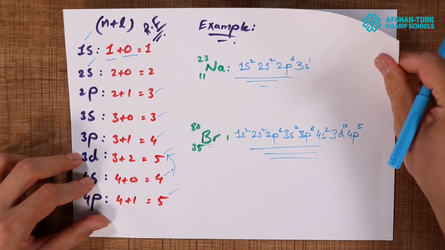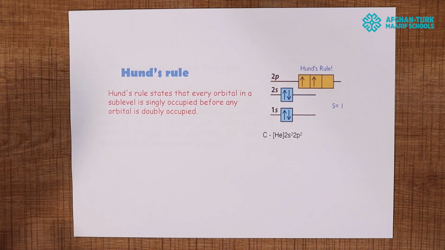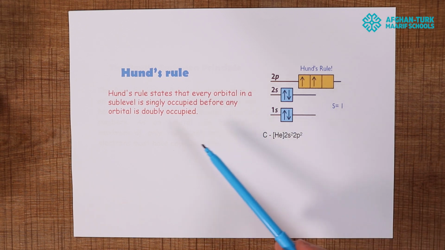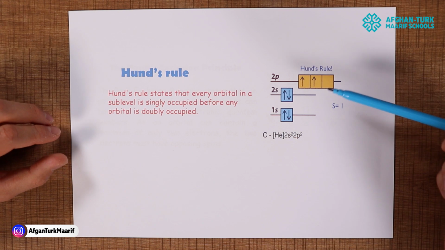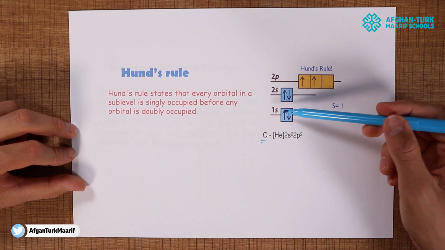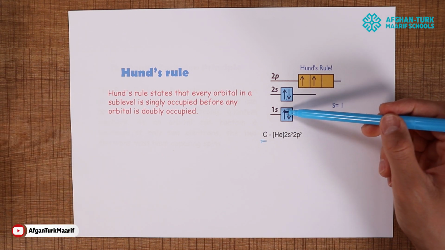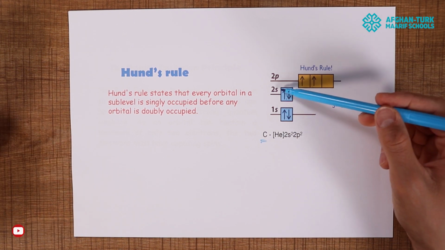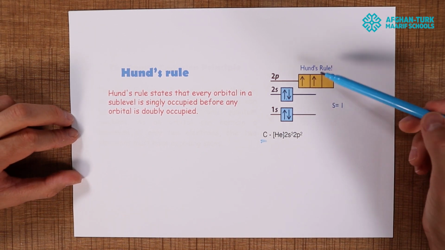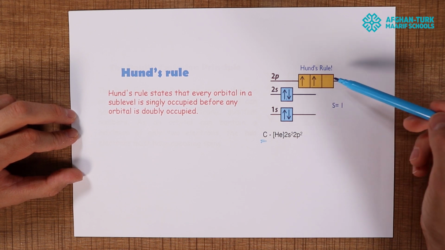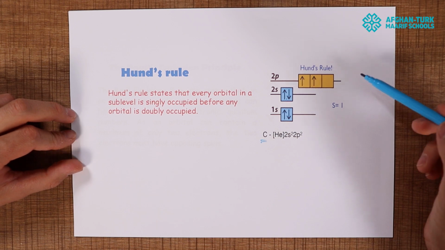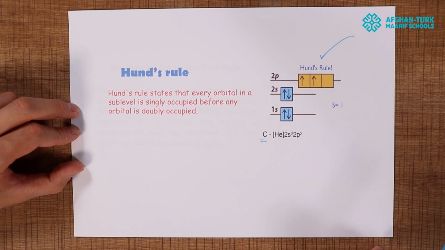Okay, let's study the next rule. What was the next? It is Hund's rule. Hund's rule says that every orbital in a sublevel is singly occupied before any orbital is doubly occupied. You can see over here, this is for the carbon. The 1s has 2 electrons. The first electron comes, then the next. Then we go for the 2s. The first electron comes, then the next, and for the 2p, we cannot write both electrons in the same orbital. If there is an empty orbital, it will be singly occupied, and then it will be doubly occupied. That's what Hund told us.